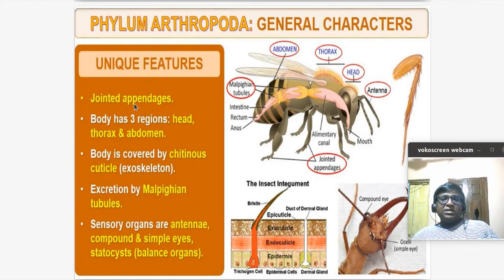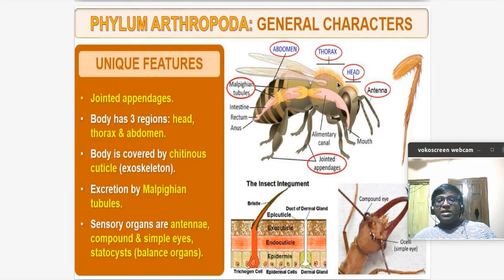So the unique feature is they have jointed appendages. You can notice in the legs, they have jointed appendages. The body has three regions: the head region, the thorax region. The thorax, in the case of insects, has three pairs of legs. In the case of spiders, it has four pairs of legs. Then they have the abdominal region.